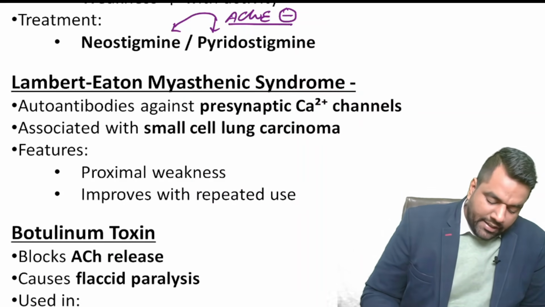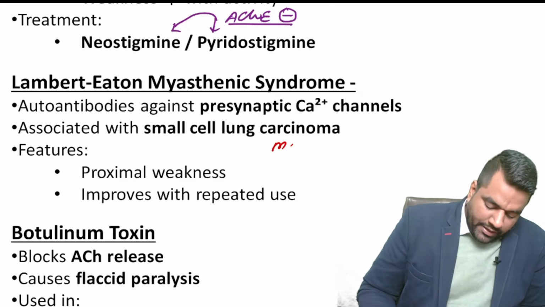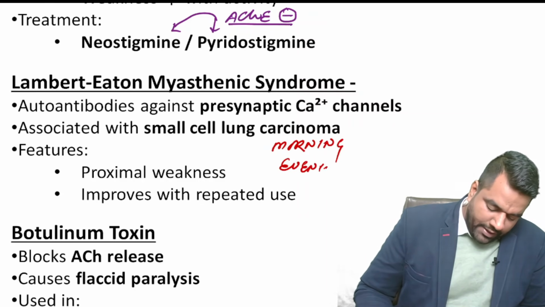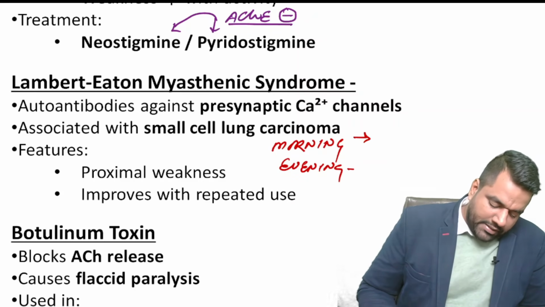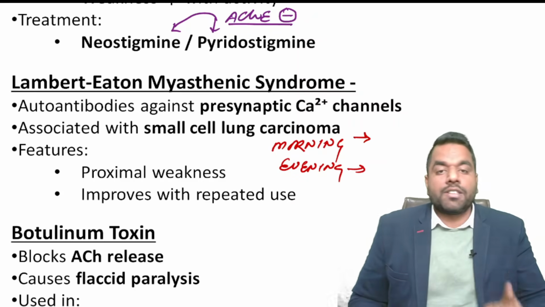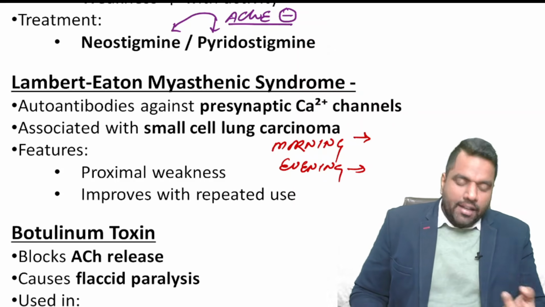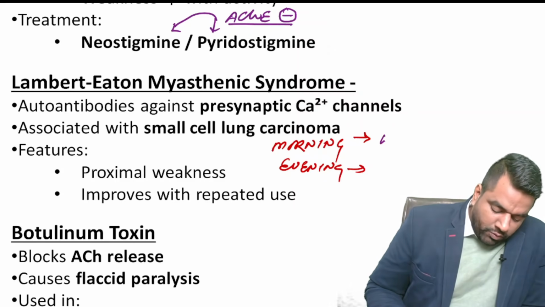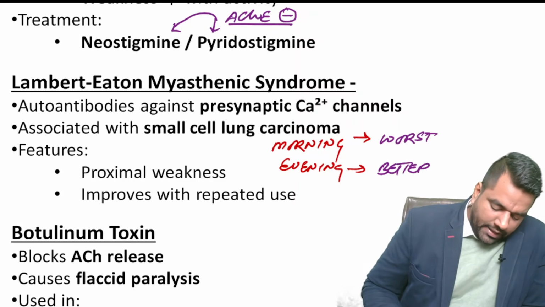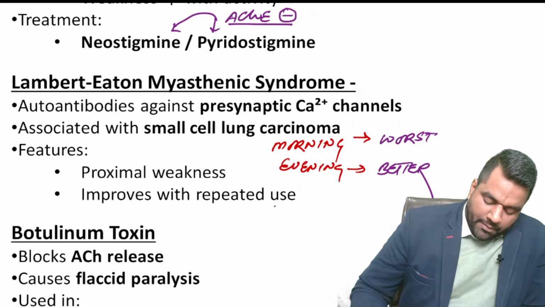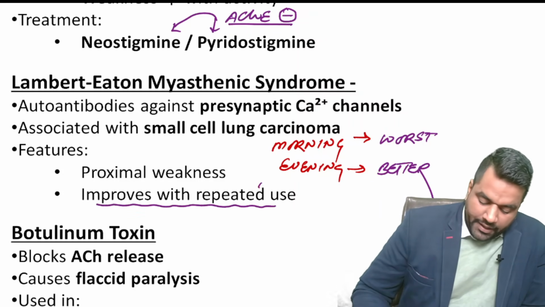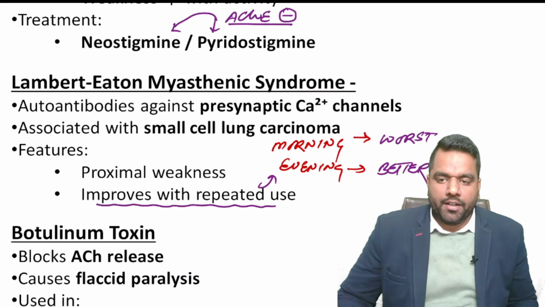And remember guys, here the morning and evening condition: in myasthenia gravis, the morning was better and the evening was worst, but here it will be reversed. In Lambert-Eaton, the morning is worst and the evening is better, as the line is saying, improves with repeated use.